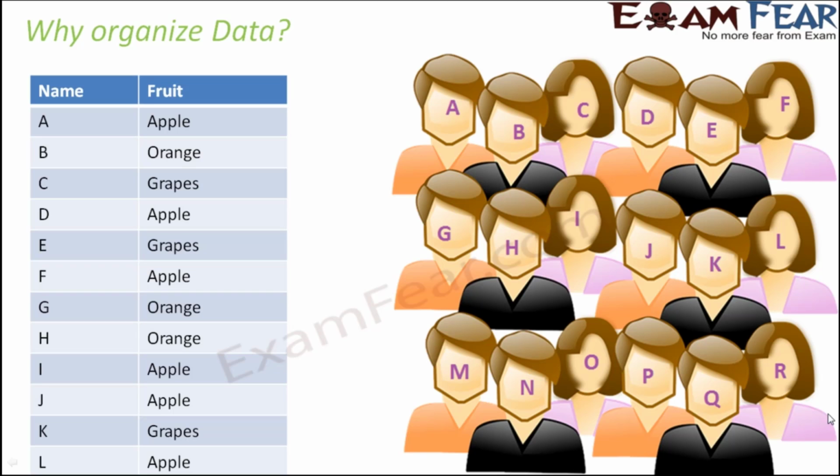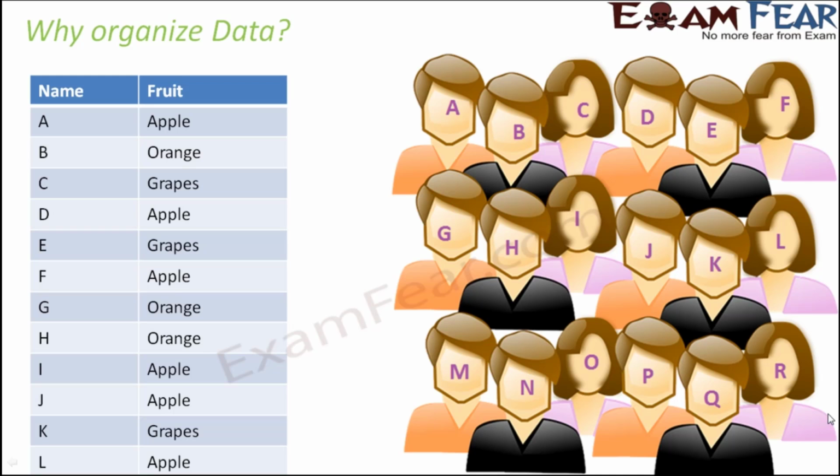Now, looking at whatever is there on the screen, if I ask you which is the fruit that is liked by most of the people, or which is the fruit that is disliked by most of the people, do you think that you'll be able to answer at once? Is it very easy to answer this question?